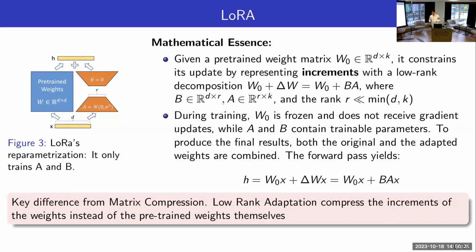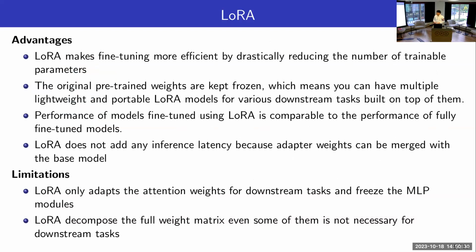So in summary, LoRA has several very nice features. It makes fine-tuning efficient by dramatically reducing the number of trainable parameters. Everyone can do that right now. And since the original pre-trained weights are kept frozen, you can have multiple lightweight and portable LoRA matrices that you can use for various downstream tasks. And it can be shown that we can do a linear combination of these multiple portable LoRA models for better performance. And it has been demonstrated that the performance of model fine-tuning using LoRA is comparable with full fine-tuning, which is the ultimate goal of parameter-efficient fine-tuning.